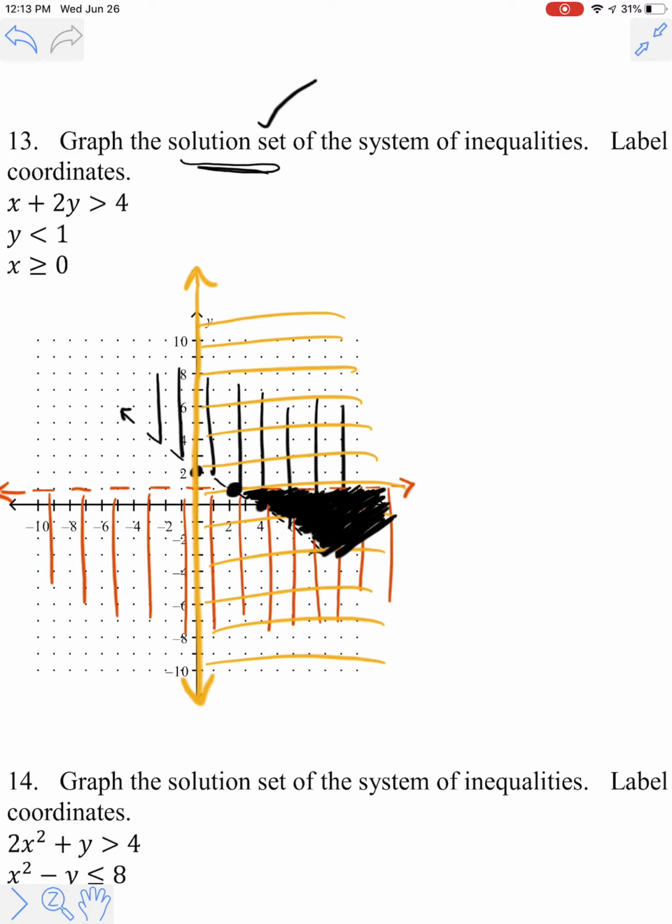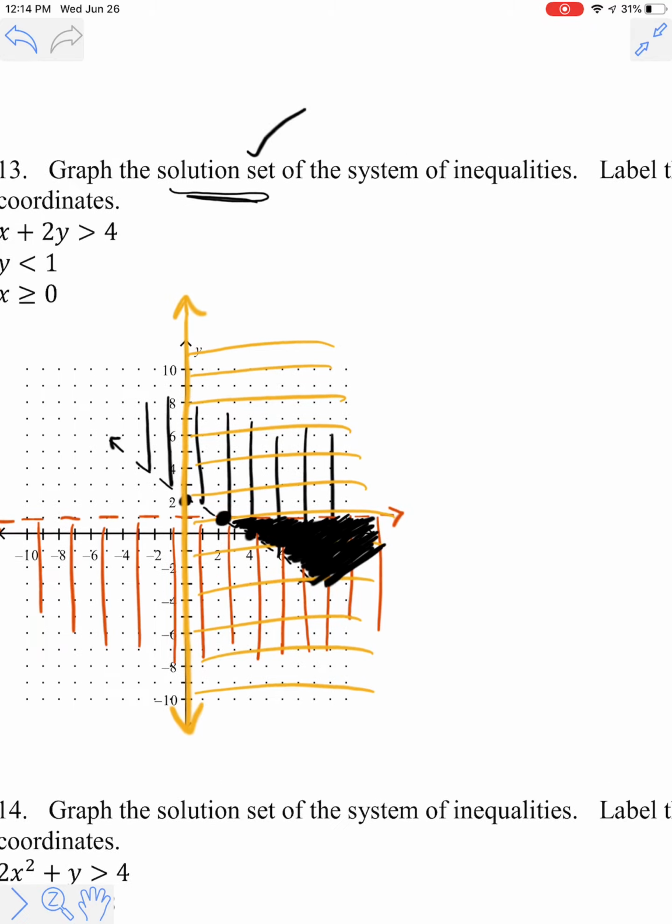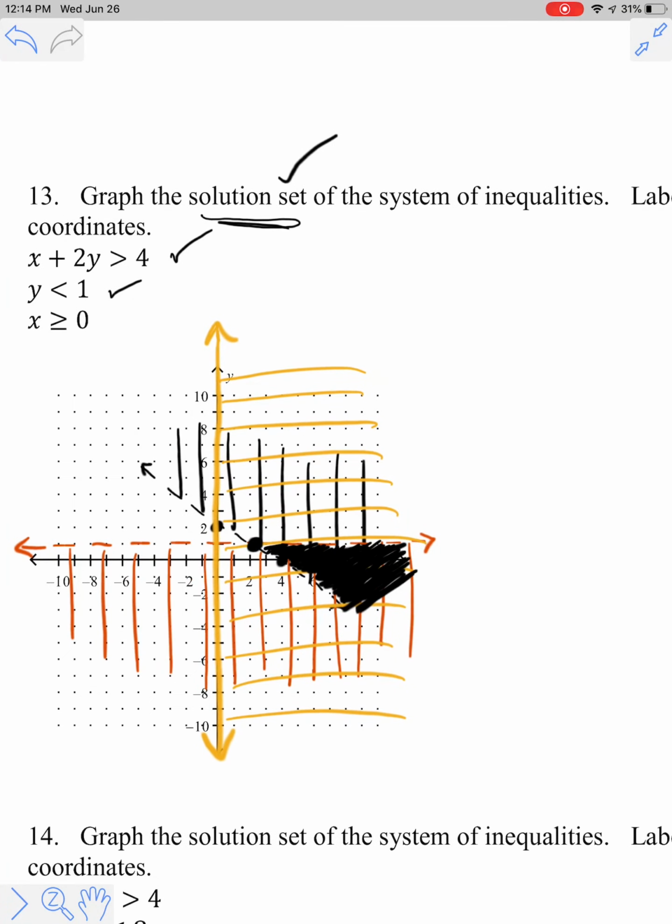So that vertex right there is the intersection of that line and that line. In order to find the intersection of those two lines, I need to solve as if it were a system of equations, not inequality. So x plus 2y equals 4, when y equals 1 means that x plus 2 equals 4. So x equals 2.